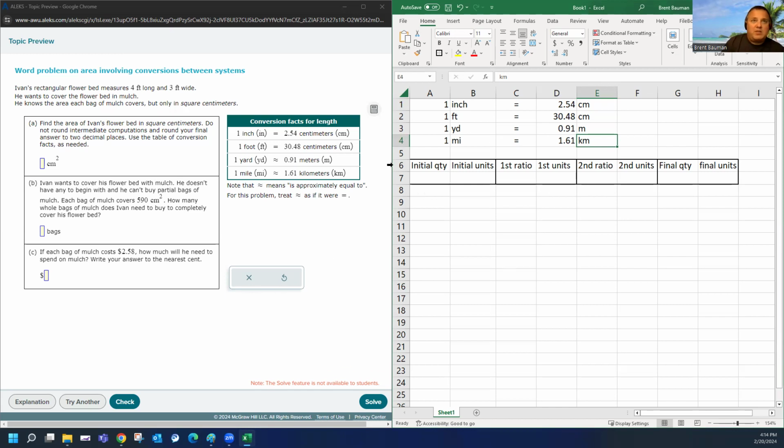And so I have an initial quantity, initial units, some ratios. I may not use them all. We'll just see what we need, and we can always add more if we need more. And then we have our final quantity and final units.